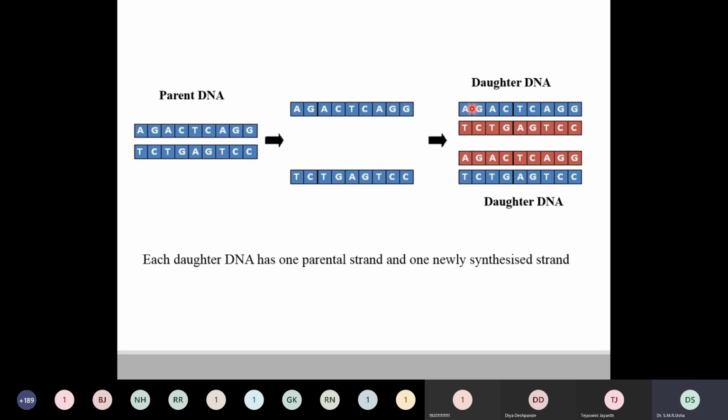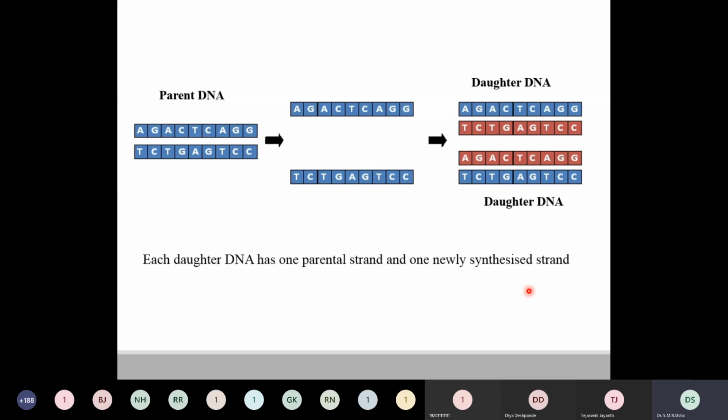This daughter DNA is synthesized having this parental strand as a template, and this daughter DNA in red color is synthesized having this parent strand as a template. So you have two daughter DNA, one with the parent strand and the new strand, and this is another daughter DNA. This is the parental strand and this is the newly synthesized strand. If you see the daughter DNA, the genetic composition is the same as the parental DNA. So both daughter DNAs have the exact composition. Each daughter DNA has one parental strand and one newly synthesized strand.